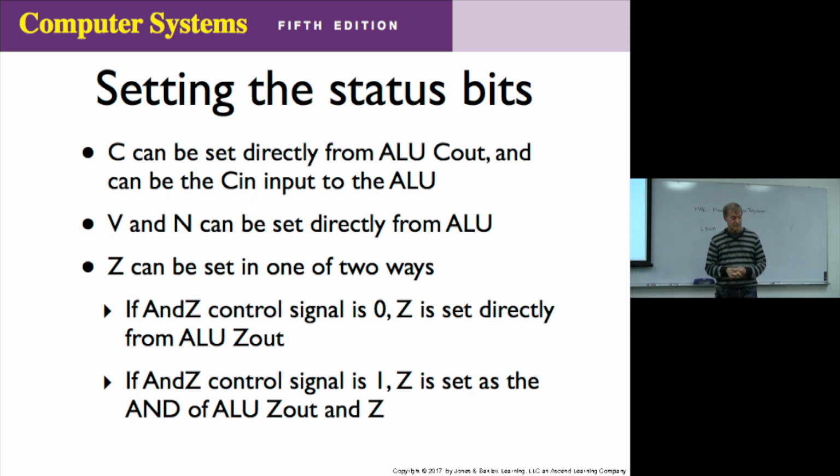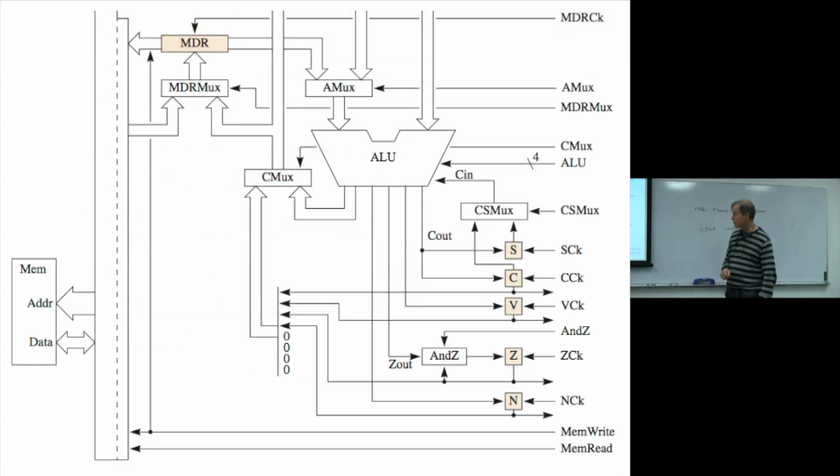Now this is a little tricky, especially with the Z bit. So let's take a look at C and N and V and Z. First of all, let's take a look at C. Let's take a look at where C fits in this organization. So let's go to this expanded view at the bottom.